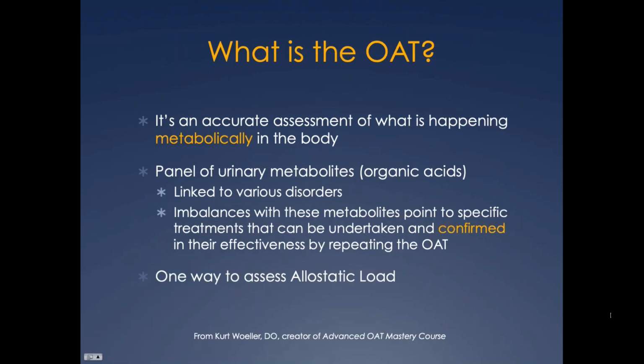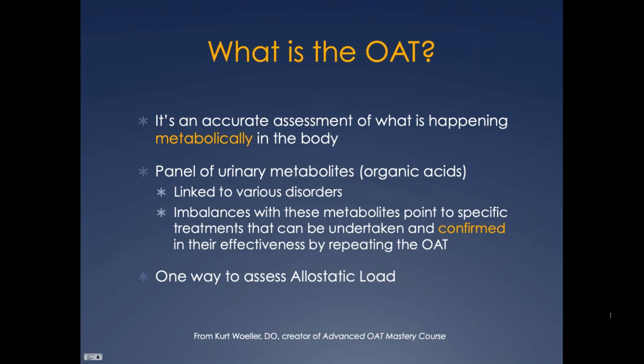So what is the organic acids test? It is really essentially an accurate assessment of what is happening metabolically in the body. This is a panel of tests looking at urinary metabolite levels. Now, these are organic acids themselves, and they're linked to various disorders. These can be imbalances that point to specific treatments that can then be undertaken based on what's seen in this test and confirmed in their effectiveness. The treatments can be confirmed in their effectiveness by repeating the organic acids test.